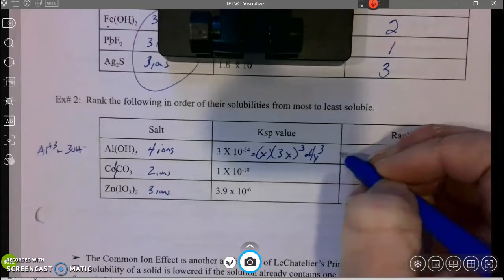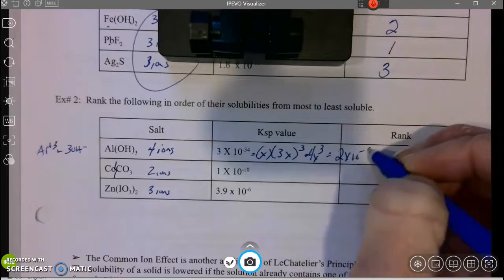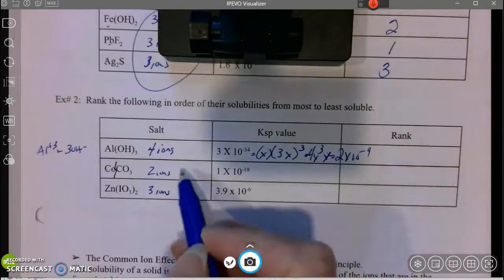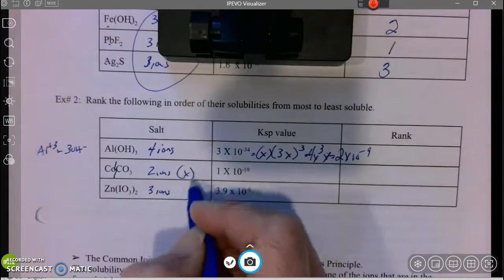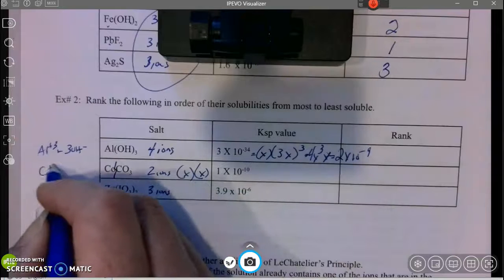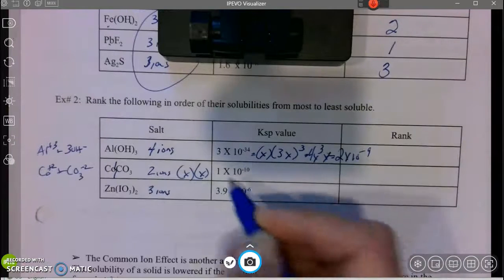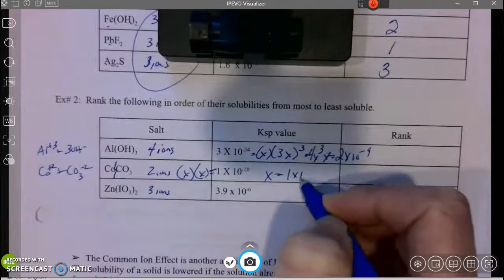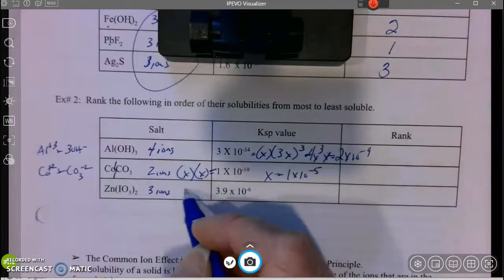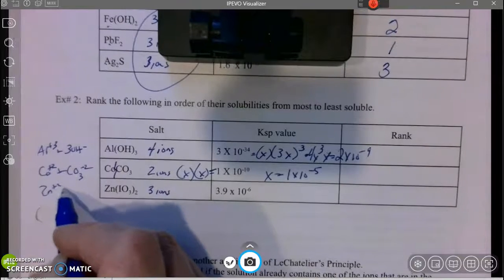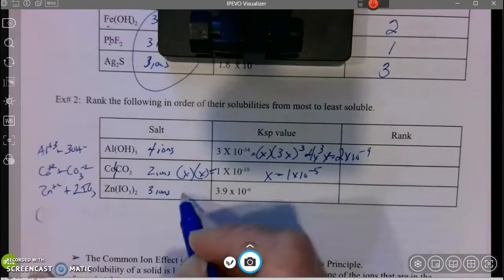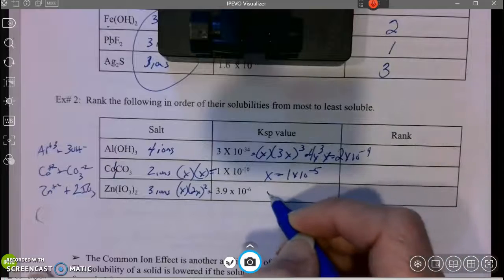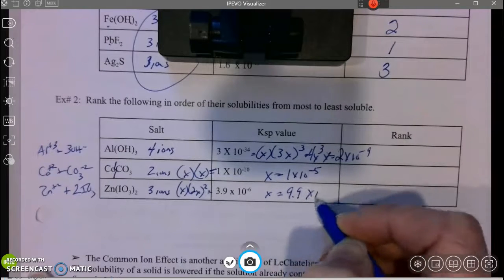So this is going to give me 2 times 10 to the negative 9th, x equals. Okay, over here, I'm going to squeeze this over here. I'm going to have x times x because I just have cobalt plus 2 and carbonate minus 2. So my x squared equals that, so x is 1 times 10 to the minus 5th, and then this one I would have zinc and 2 iodates, so I'd have x and 2x squared, and when I solve for x I get 9.9 times 10 to the negative 3rd.